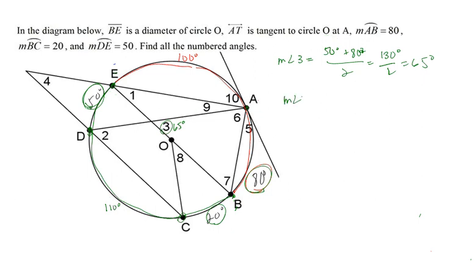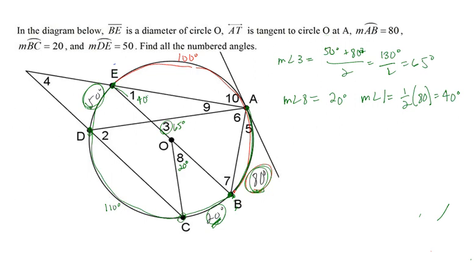Something else I noticed right away was angle 8. It's a central angle. Central angles are equal to their intercepted arcs, so since arc CB is 20 degrees, angle 8 is 20 degrees. I noticed angle 1 was an inscribed angle. Angle 1 is intercepting arc BA, which is 80 degrees. So an inscribed angle is 1/2 of its intercepted arc. So that's where the 40 degrees came from for angle 1.